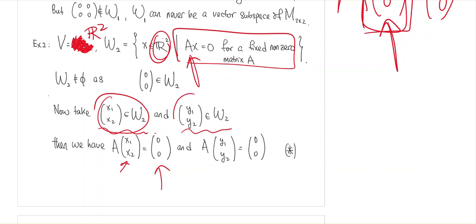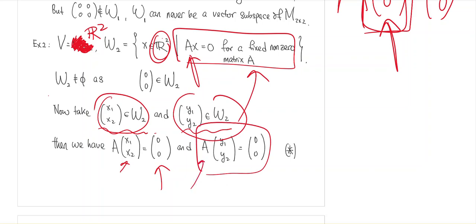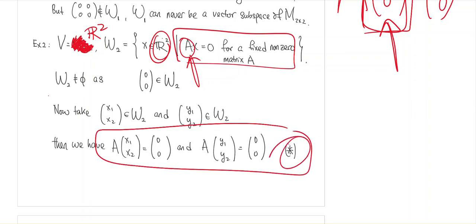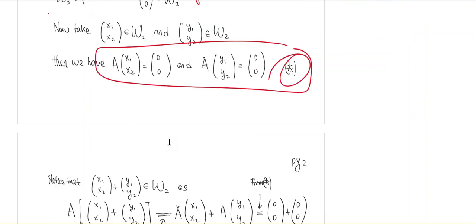Similarly, y1, y2 is in W2, which means that y1, y2 satisfies these equations. If you take that fixed matrix A, which we don't know, but we know it exists and it's fixed, and hit it with y1 and y2, you get 0, 0. So x1, x2 and y1, y2 satisfy these conditions. Let's call this condition star.